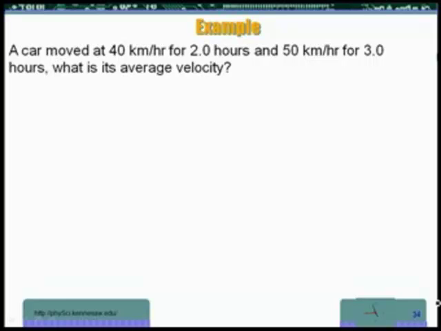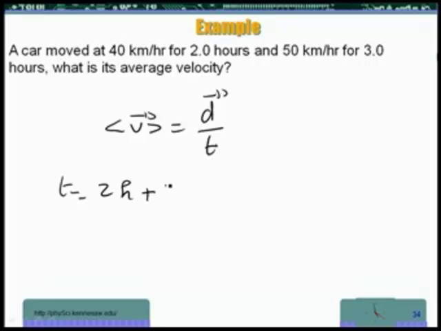Now, the purpose of putting this problem is to make you aware that to get the average velocity, we need to use the definition of average velocity. We cannot just take the average of the two numbers. Average velocity, if you recall, is displacement over time. So to be able to find the average velocity here, I need to find the displacement first and the time. Now the time is easy. The car traveled for 2 hours and 3 hours. So the time is 5 hours.